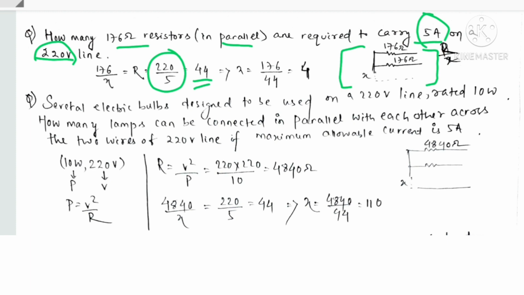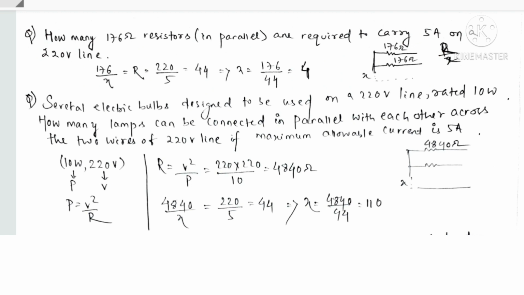So you see, the equivalent resistance of this combination is the value, that is 176, divided by X. Suppose X is the number of resistors connected in parallel, so 176 by X, R by X, is equal to 44. So can you find X? 176 by 44, answer is 4.